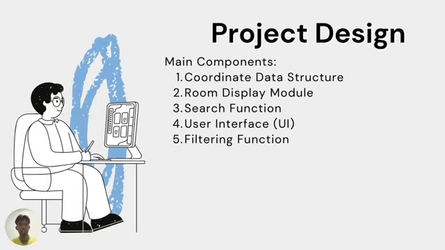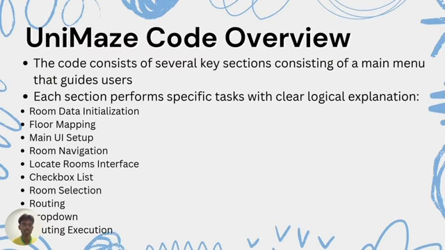The fifth and finally, the filtering function. The filtering function was used to smooth the plotted data points, ensuring clearer and more accurate visualization of room locations on the map. So now, basically, the Unimaze code overview.